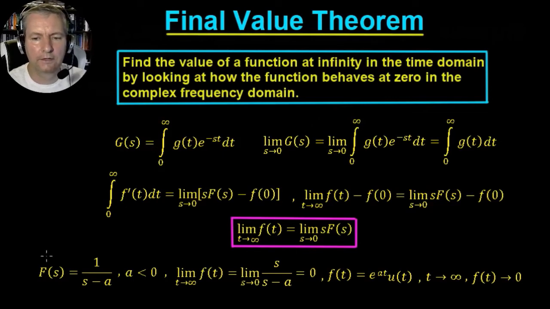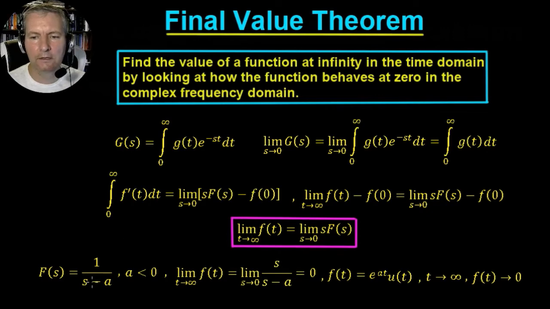So let's look at an example. Let's say we have the function f of s equals 1 upon s minus a, for a less than 0. Then if we were to take the limit as t tends to infinity of f of t, according to our little identity here, that's the same as saying the limit as s tends to 0 of s times f of s. So s times f of s is going to be s upon s minus a. So we can see that this limit as s tends towards 0 is just going to be a value of 0. So let's see if that's actually what happens in the time domain.